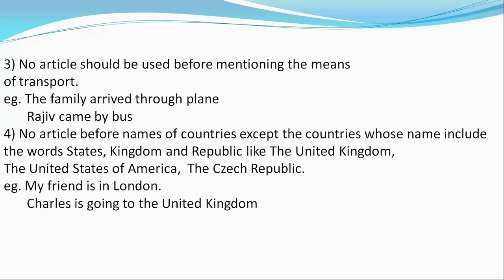The next condition: no article should be used before mentioning the means of transport. For example, the family arrived through plane. Here, plane denotes the mode of transport in which the family traveled. So you should not use any article before mentioning this means of transport. The same condition applies to the next example: Rajiv came by bus. Bus is the mode of transport, and you should not mention any article before it.